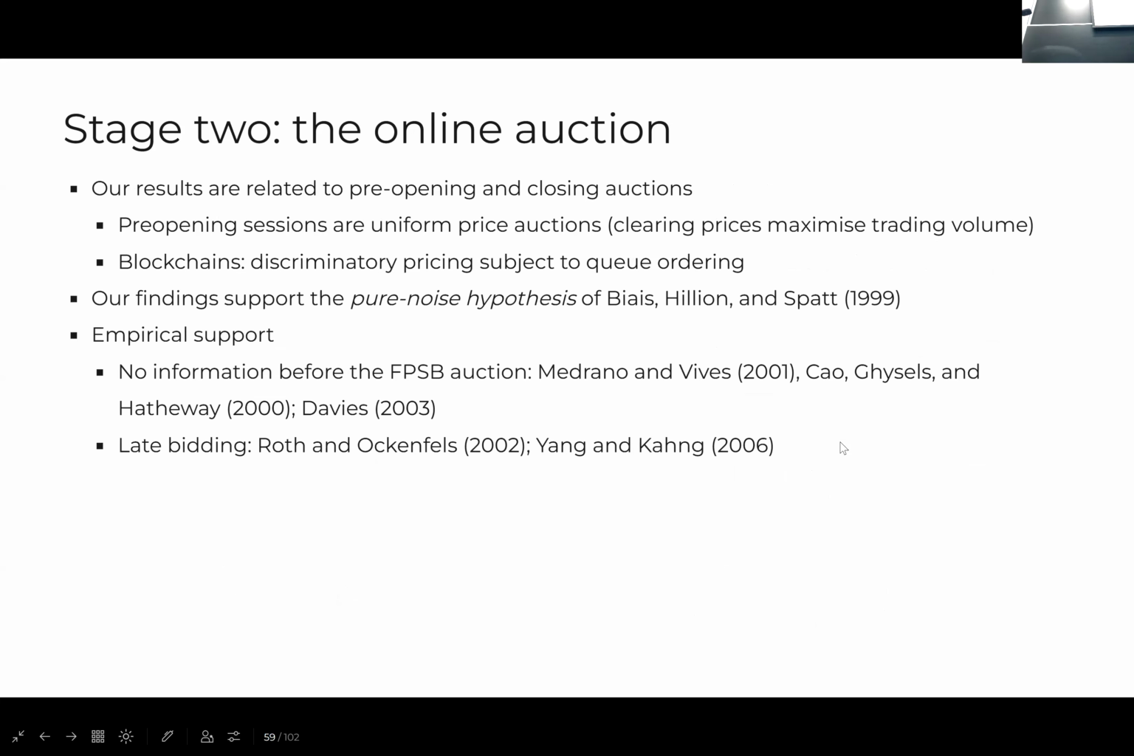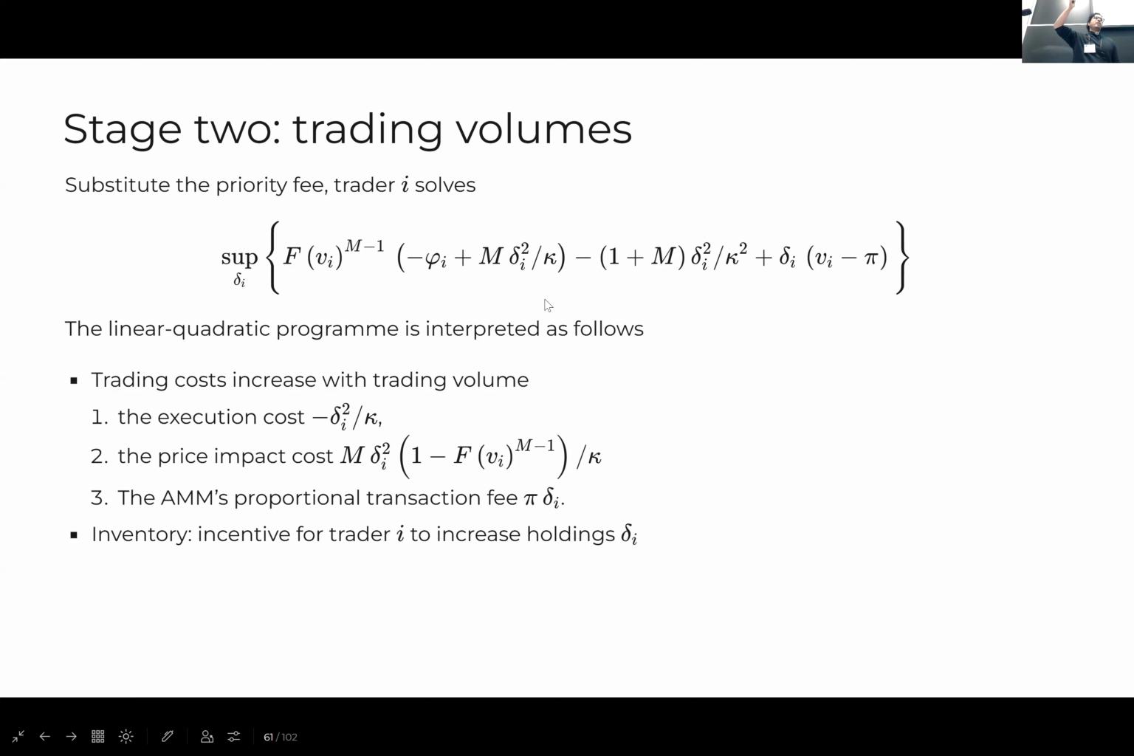Okay, stage 2, trading volumes. We still have 2 other stages. Once I solve for my priority fee, I can plug this back into my optimization problem and solve for my equilibrium trading volume. It's basically a trade-off between cost and speculative reward. Cost, because I have to pay the execution cost that scales up with the volume I'm trading. The price impact also scales with how much I'm trading and reduces with my probability of winning the auction. There's also the priority fee pi delta I that scales up with how much I'm trading. So all of this is making me lose money. However, I will hold an inventory delta I VI, and that gives me incentive to trade.